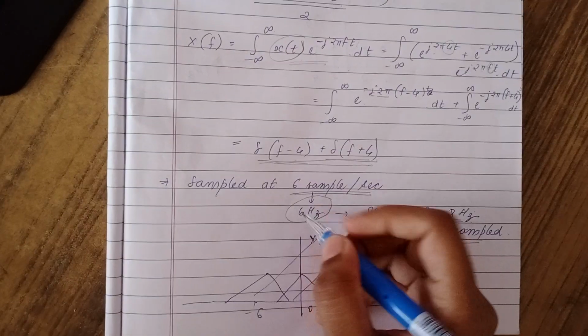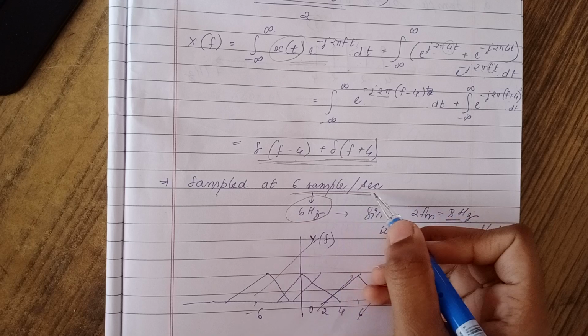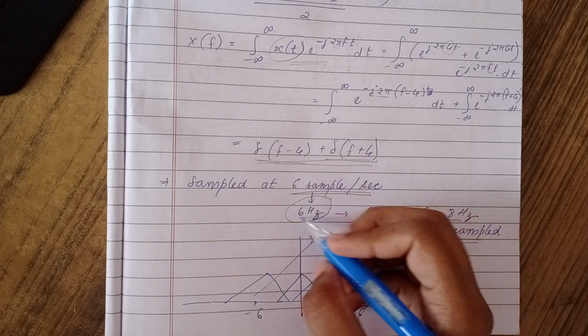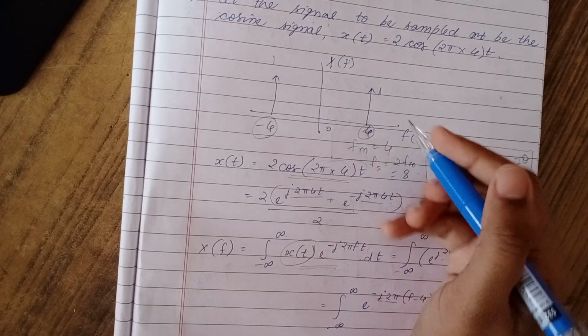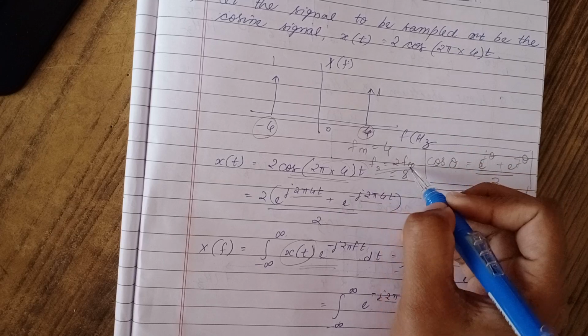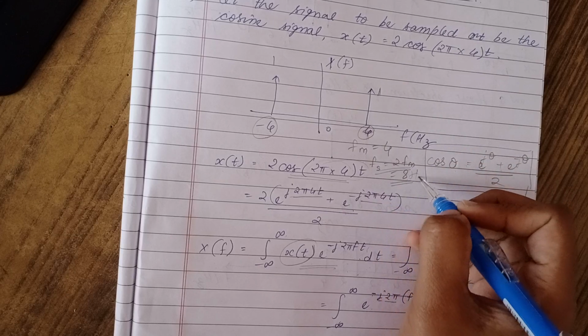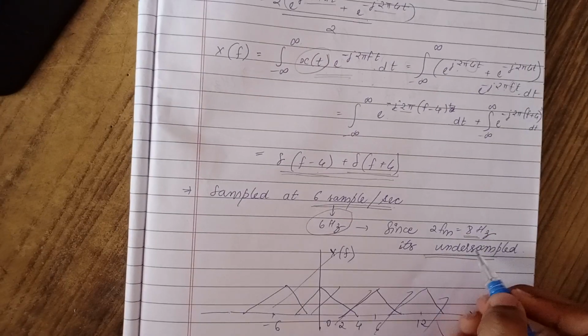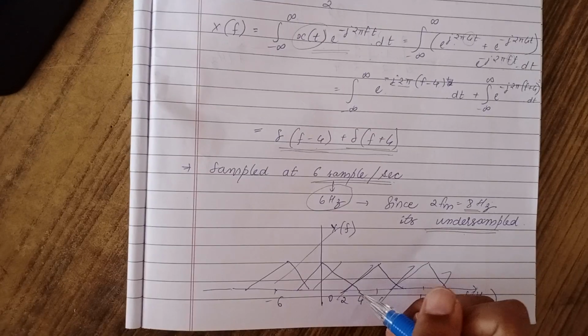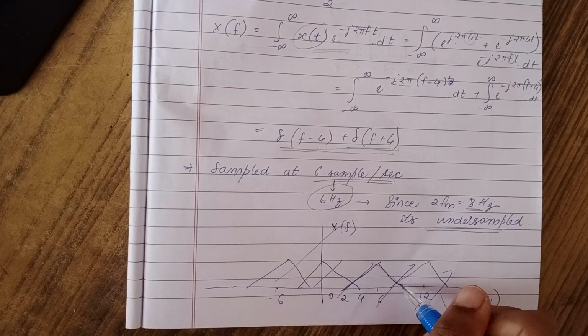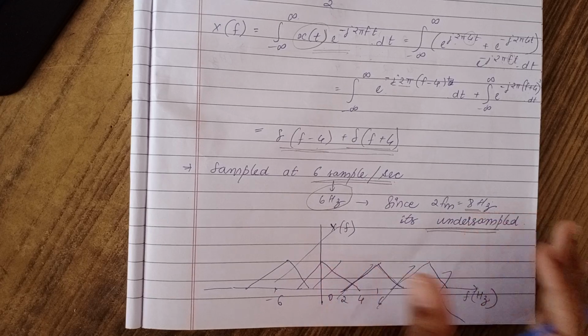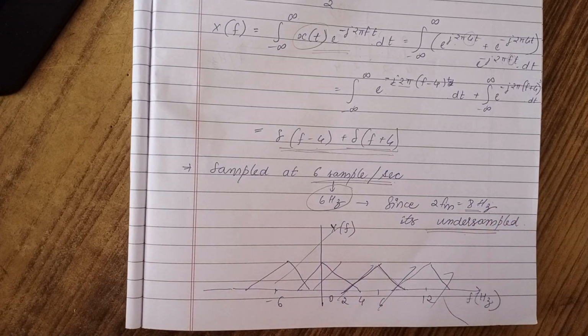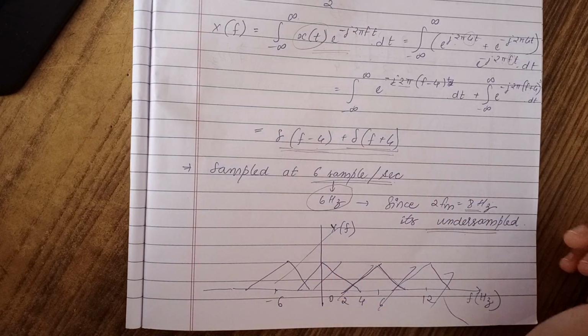Since they have said that it is sampled at 6 samples per second, it is 6 hertz, and from the Nyquist rate we know that Fs is equal to 2Fm, so it is 8 hertz. Since 6 hertz is less than 8 hertz, it is undersampled. Undersampled means it is overlapping, and so the reconstruction is not possible. So that was it. We discussed 3 problems.